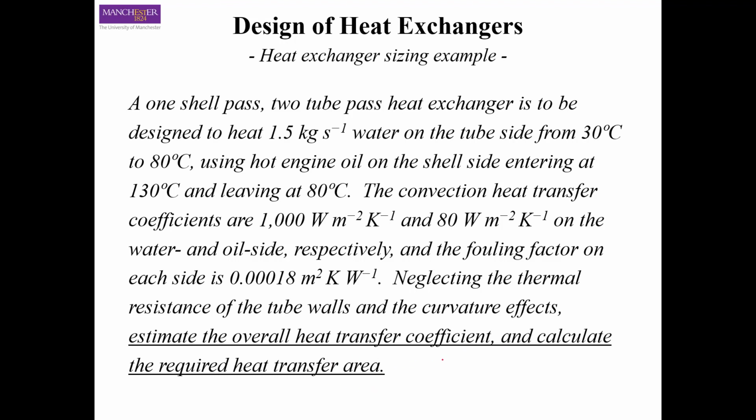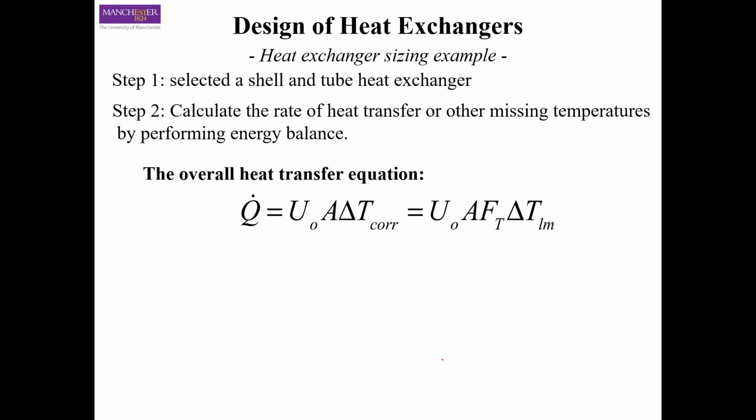Okay, so let's look at this question. Step one, as I said, we already have our exchanger. We have a shell and tube heat exchanger with one shell pass and two tube passes. Step two is to calculate the rate of heat transfer or any other missing parameter. So for that, we look at this equation here. That is our overall heat transfer equation.